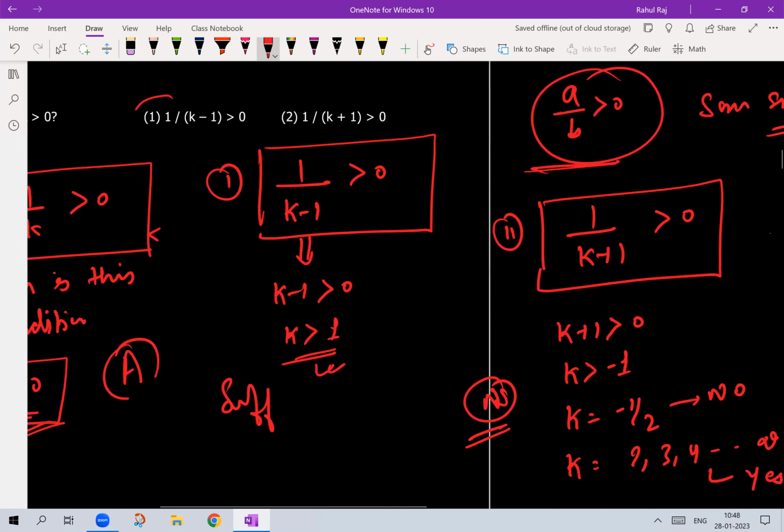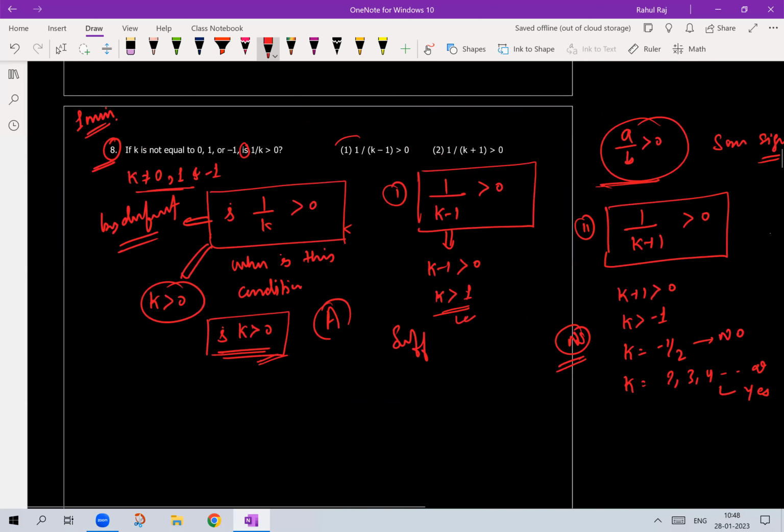But imagine if there's a bit of change in the question. Question says, if k is an integer, and k is not equal to 0, 1, and minus 1, your answer in that case would become D. So guys, read questions very carefully. There's one change in the question statement and the answer can vary.